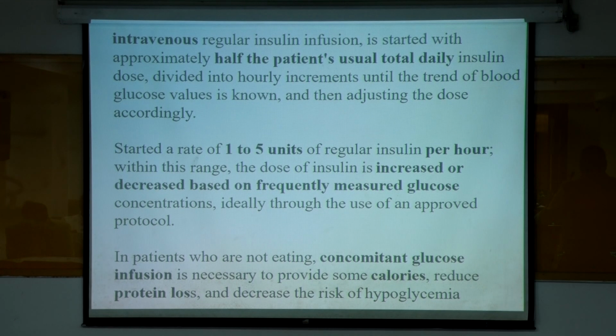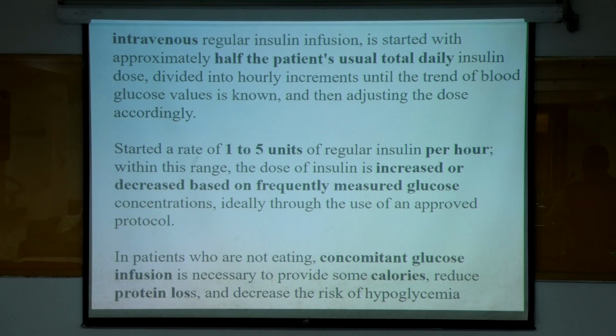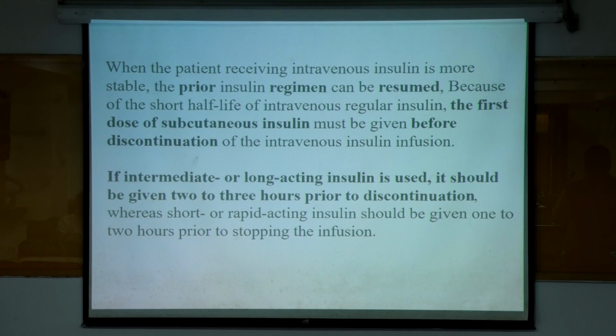Intravenous regular insulin infusion is started with approximately half of the patient's total dosage. Then, according to their blood sugar values, you titrate it. It is started at 1 to 5 units per hour and increased, checking the pre-meal level at each point. In patients who are not eating, concomitant glucose infusion is necessary so that calories are given. With that, you titrate the insulin. When the patient receiving intravenous insulin is more stable, if their prior insulin regimen was well controlled and your baseline HbA1c is good, possibly you can go back to that. And then correction doses alone can be given as an extra.